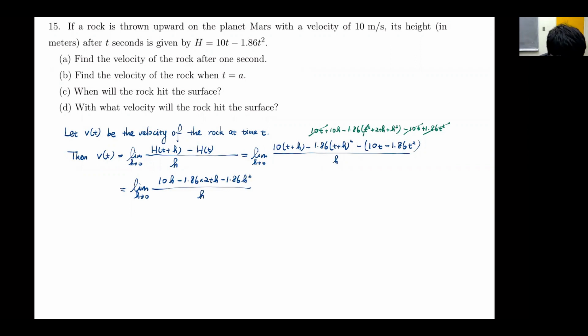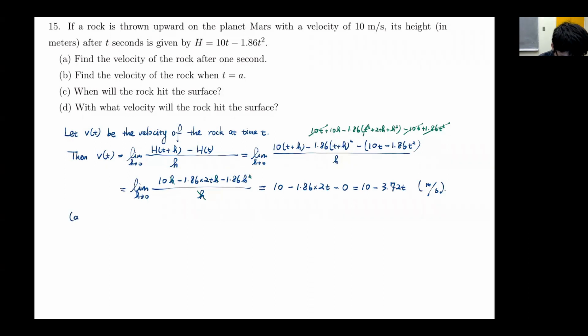Now this division by h can be applied to each term. After the division, we can plug in h equals 0 to directly compute that the limit is precisely 10 minus 1.86 times 2 times t minus 0. So the answer will be 10 minus 3.72 t. The unit is meters per second. That will be the formula for the velocity.